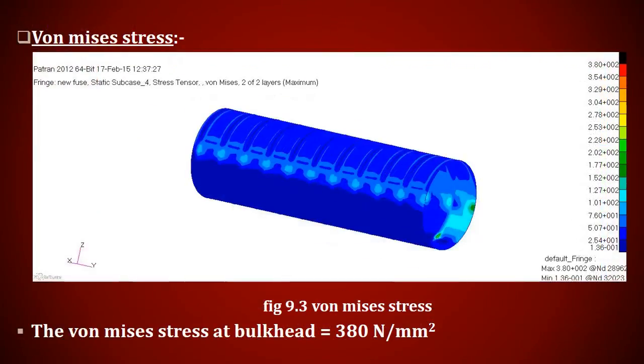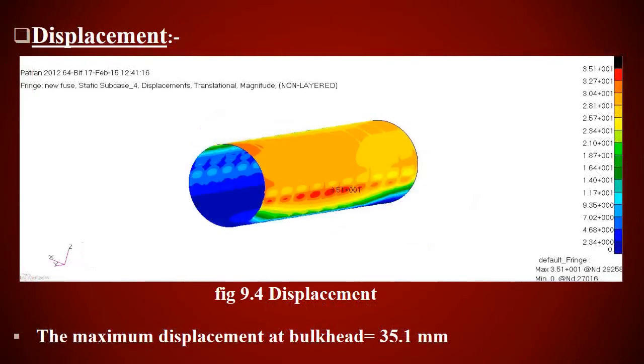This one is von Mises stress. You can easily see where the maximum von Mises stress is, and the von Mises stress at the bulkhead is 380 Newton per mm square. This one is displacement. In this displacement you can see how much the bulkhead will displace at maximum, from a particular point, which is 35.1 mm.